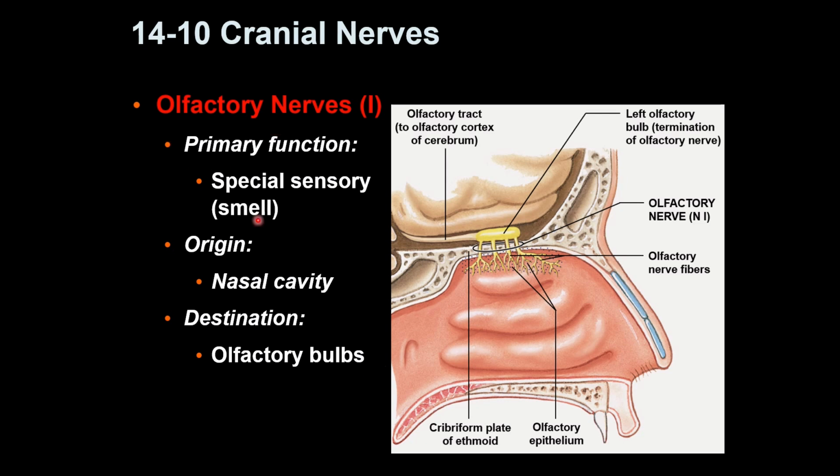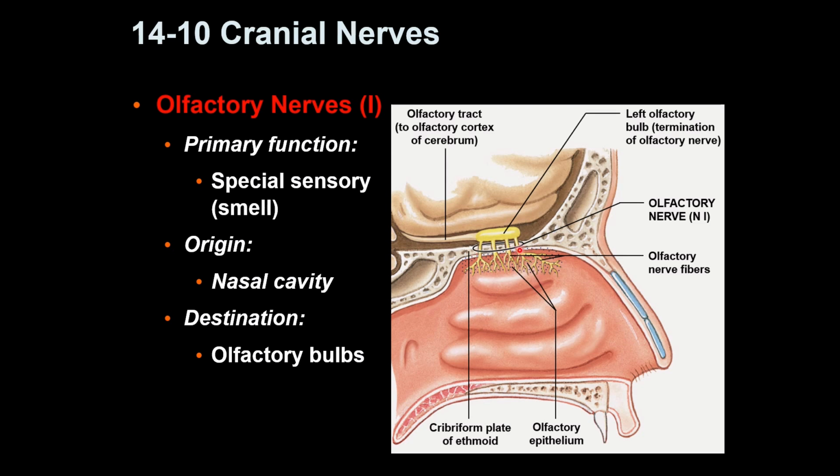If you remember, this is the superior nasal concha. It passes through the cribriform plate of the ethmoid bone, and it goes here to the olfactory bulb, and synapses in the olfactory bulb. From there, a different nerve goes through the olfactory tract, and then finally it goes to the cortex of the cerebrum.